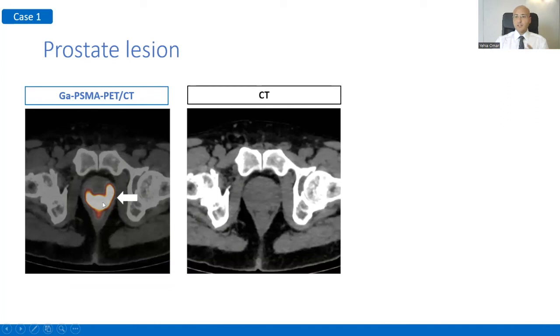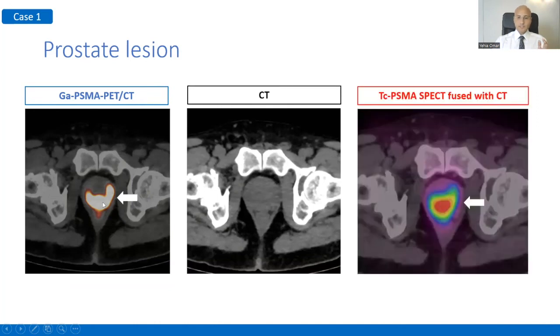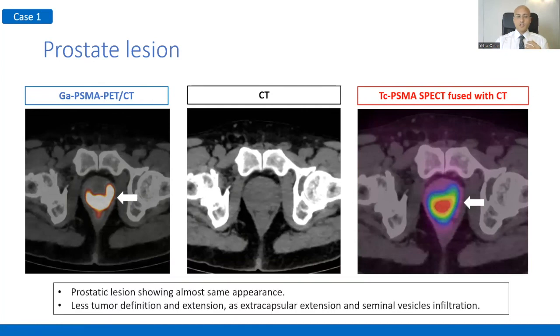Now let's see the technetium scan in the same cut section. And as you can see, it's almost the same appearance of the prostatic mass. Of course, the sharpness and tumor delineation is not as good. And this is something we know because we are comparing the SPECT camera with the PET camera. Of course, they are not similar. So probably the tumor demarcation will be less.